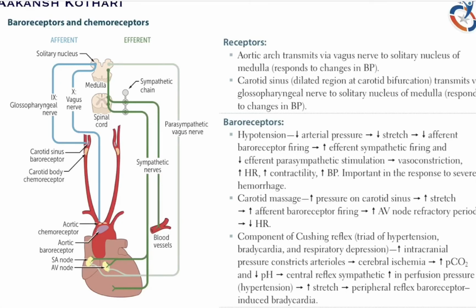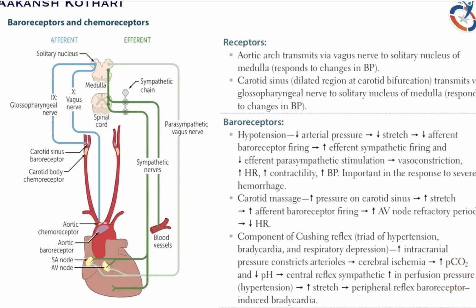That is, when there is a triad of hypertension, bradycardia and respiratory depression, that is, during increase in the intracranial pressure that constricts arterioles, there is cerebral ischemia. Okay, so there is ischemia in the brain. Now, due to cerebral ischemia, there is increase in the PCO2 and decrease in the pH. Now, this is sensed by the central receptors and there is a central reflex sympathetic increase in the perfusion pressure.